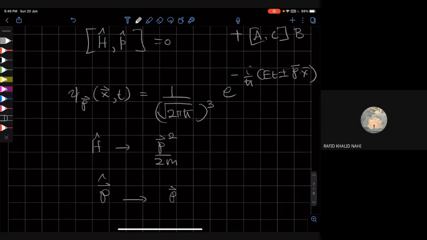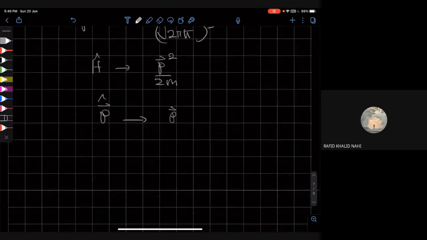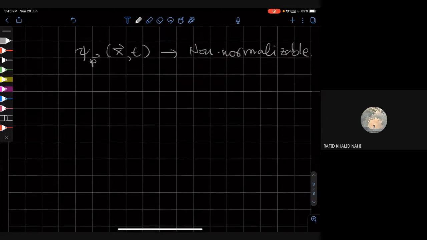Okay, so one of the things is that these are special kind of states. They are non-normalizable. So what do I mean by that? First, let me just talk about normalizability in the position representation.